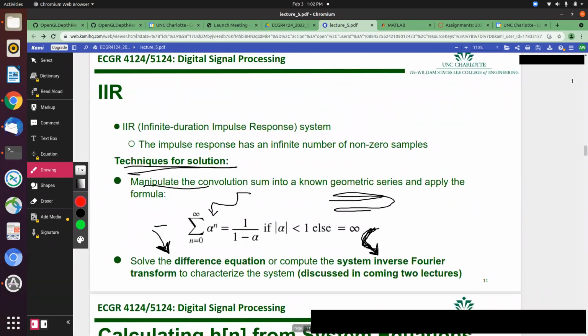So we talked about finite impulse response systems and infinite impulse response systems. An infinite impulse response system is a system whose values, when represented in the sample domain, go on forever. So if it is represented as h of n, it will have an infinite number of non-zero values.